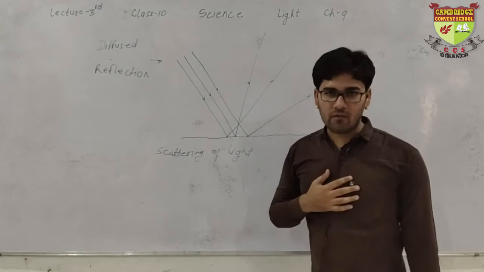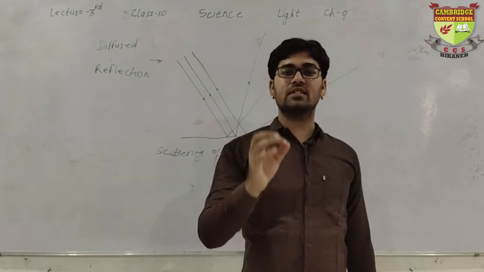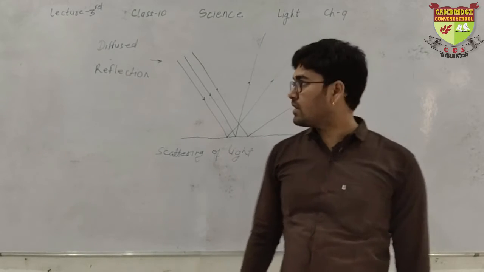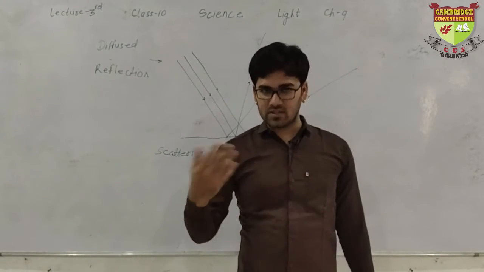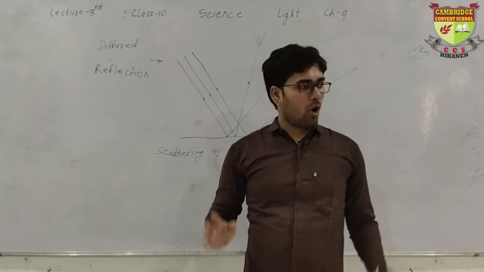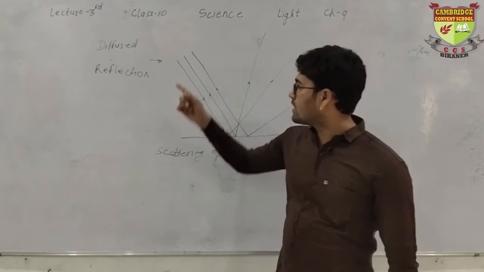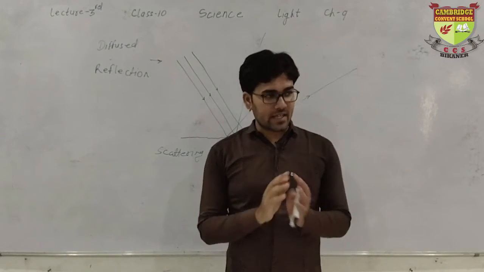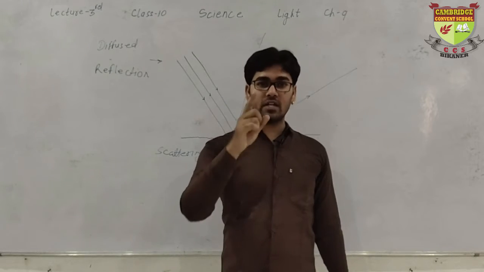So to have our vision, the role of diffused reflection is extremely important. If the reflection is only of regular type, we will not see the objects as we see right now. All the objects around you are said to do diffused reflection. They scatter light in all the directions, even our human body also. That is why we are able to see.